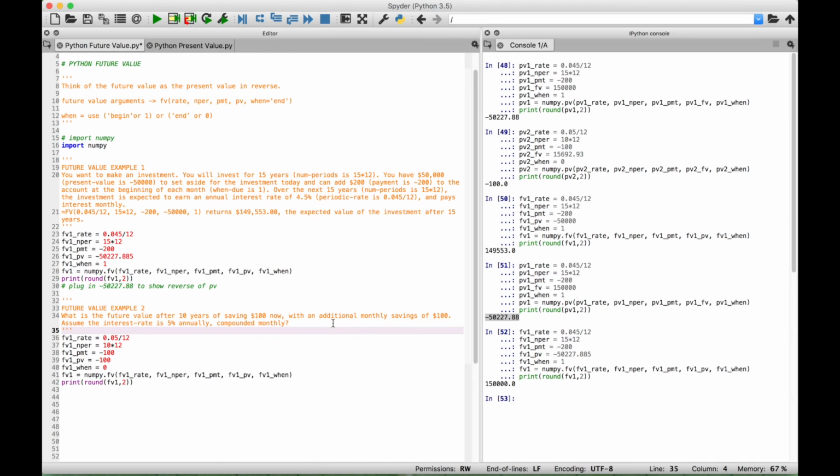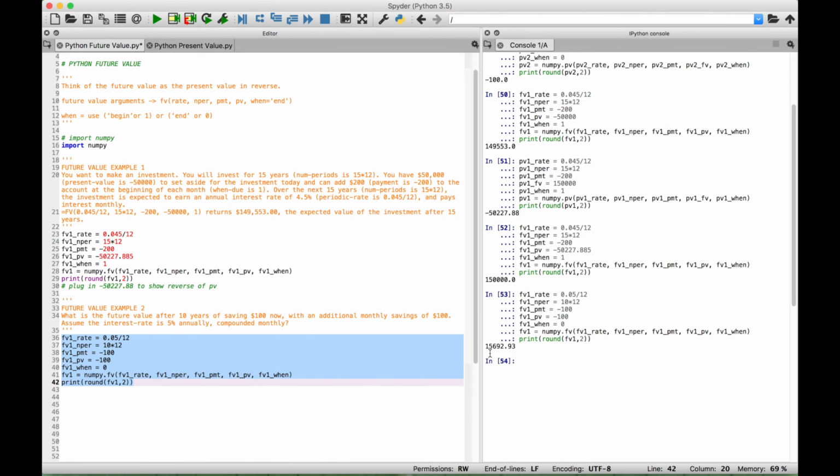Here, we said that we're going to put in an additional $100 a month, so we put that in here for the payment. Put that in as a negative because that's coming out of our pocket, so to speak, going into the investment. We said that we're going to put in $100 now, so that goes into the present value figure here. And the when, we'll just put in a default of 0. Use our NumPy extension, dot, to access the future value function, put in our arguments, print to display, round it to 2 decimal places, select our code and run it.